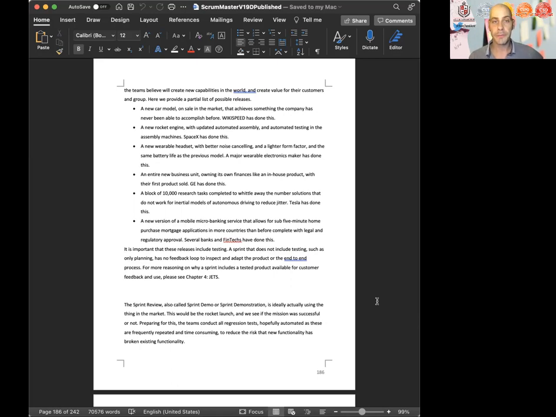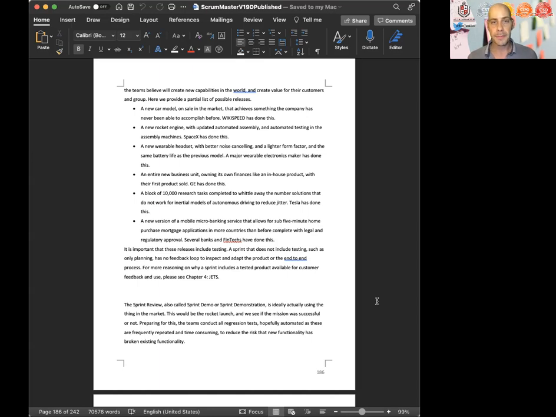A new car model on sale in the market that achieves something the company has never been able to accomplish before. Now, this is possible. Wikispeed has done this. A new rocket engine with updated automated assembly and automated testing in the assembly machines. SpaceX does this every 2 days now. New Raptor engines. So these are new pipes, new nozzle diameters, new alloys, new suppliers being used for different parts, new rocket pumps, new electronics, and new software every 2 days. So this is possible. Some companies are doing it right now.